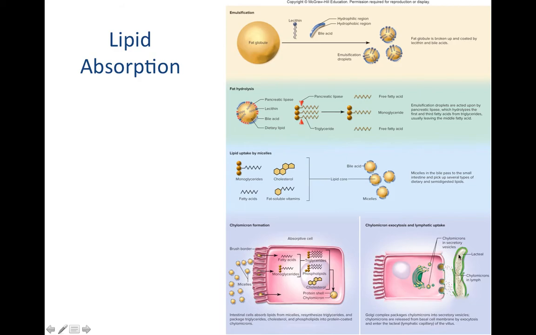And from here, they can go into a lacteal, which is a lymphatic capillary. And you'll travel in the lymph until you eventually come to the subclavian vein, and then that will join your blood. So lipid absorption requires the use of bile salts, the secretions from your liver and gallbladder.